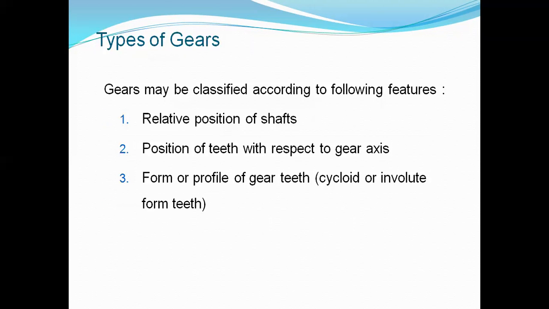Next, coming to the types of gears, we have different types of gears according to the following features: the relative position of shafts, which may be coplanar or non-coplanar; the position of teeth with respect to the gear axis, which may be parallel, perpendicular, or inclined; and the form or profile of gear teeth, cycloid or involute. So these are the three ways of dividing the gears.